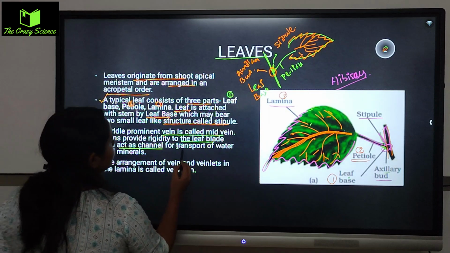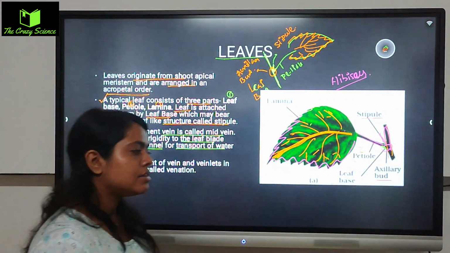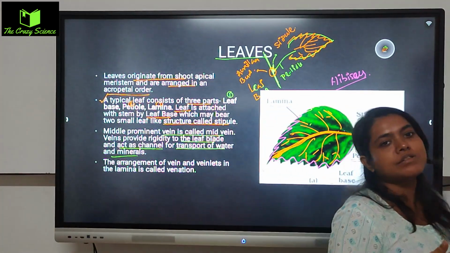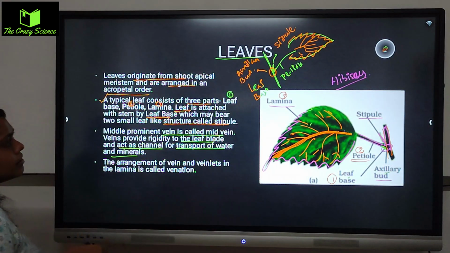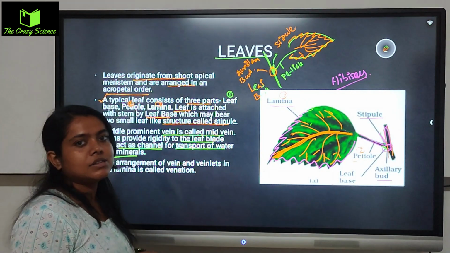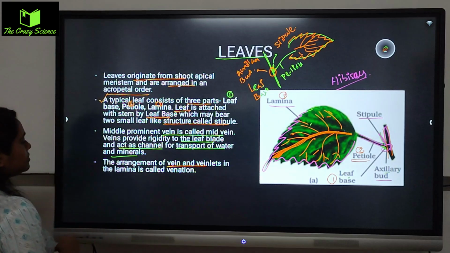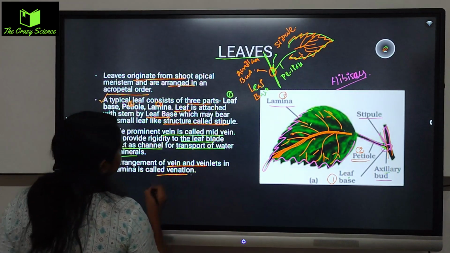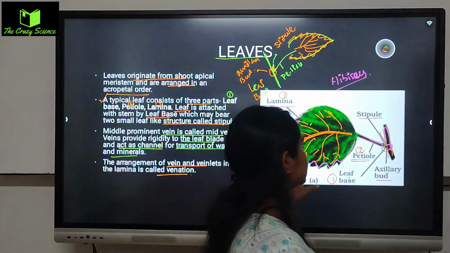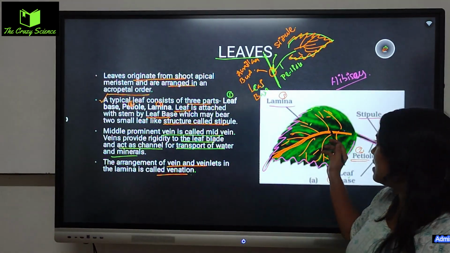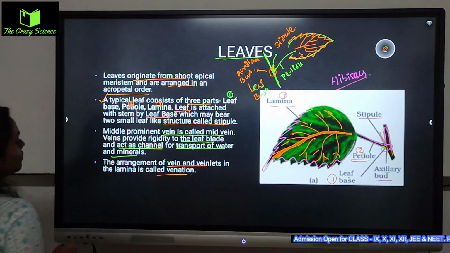And they act like a channel for the transport of water and minerals. So what do they do? They just transport. তারা শুধু ট্রান্সপোর্ট করে, কি ট্রান্সপোর্ট করে? ওয়াটার ট্রান্সপোর্ট করে, from one place to another place, from the lower to the higher. They just transport it, that's it. Okay. The arrangement of veins and veinlets in the lamina is called the venation. So যেরকম ভাবে vein and veinlets, the mid vein you can see, the other tiny structures of the vein you can see, the way they are arranged in the entire leaf, this is called the venation.